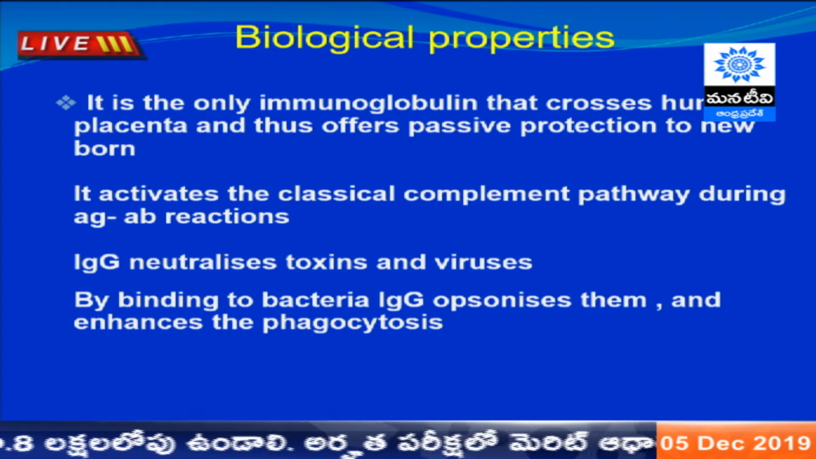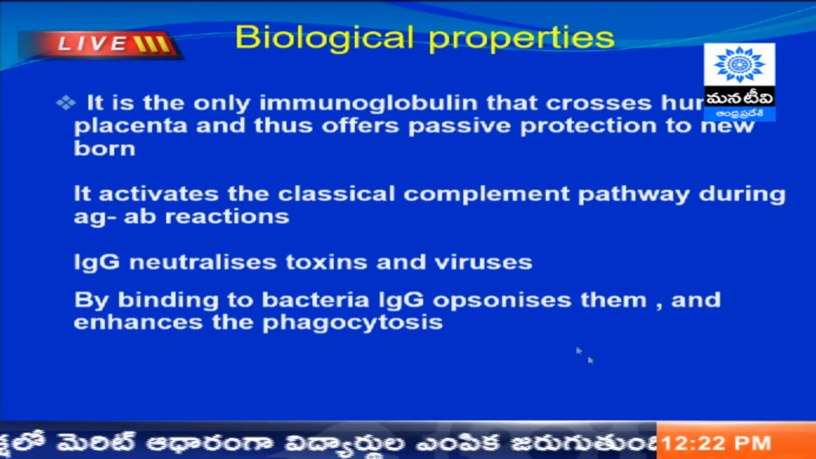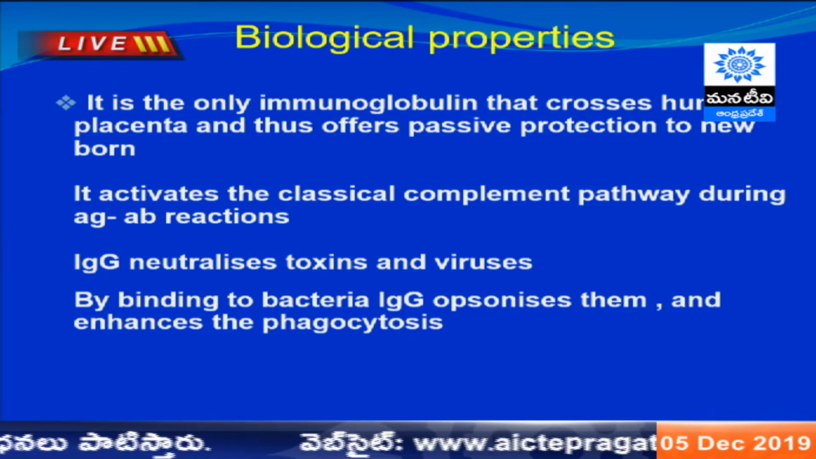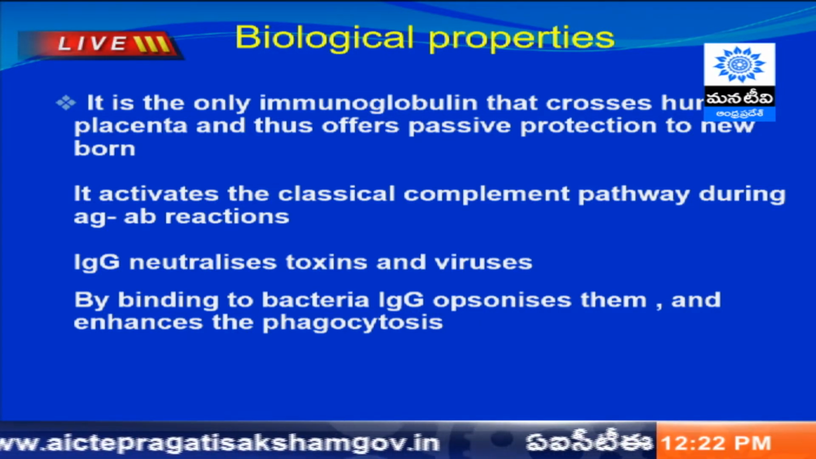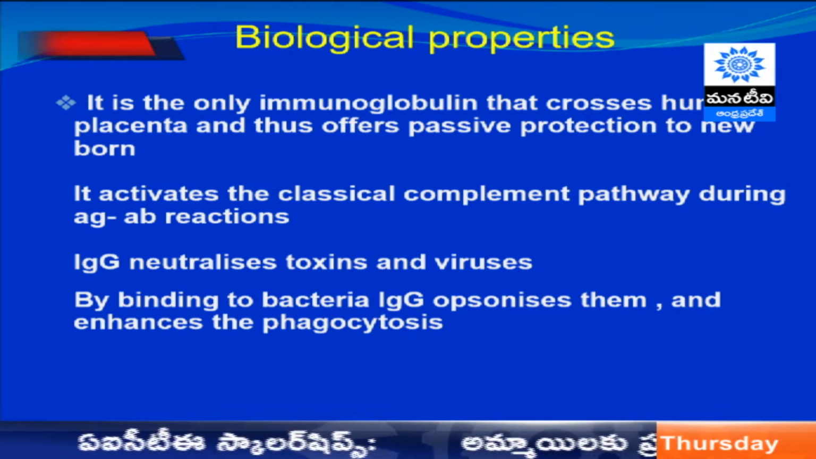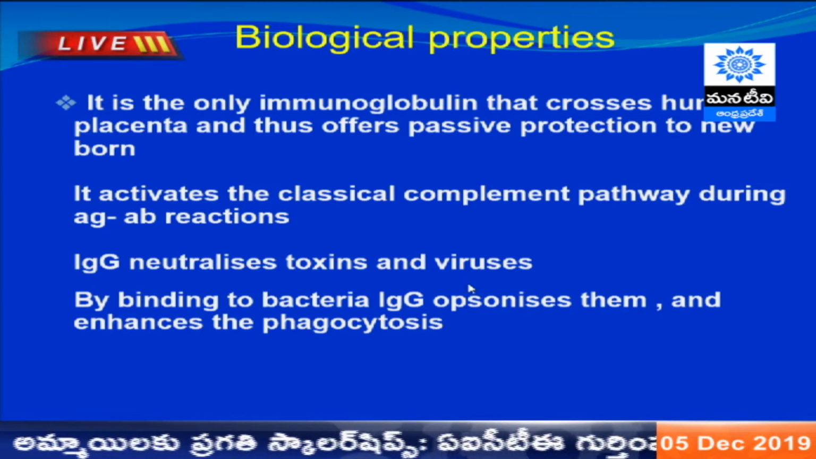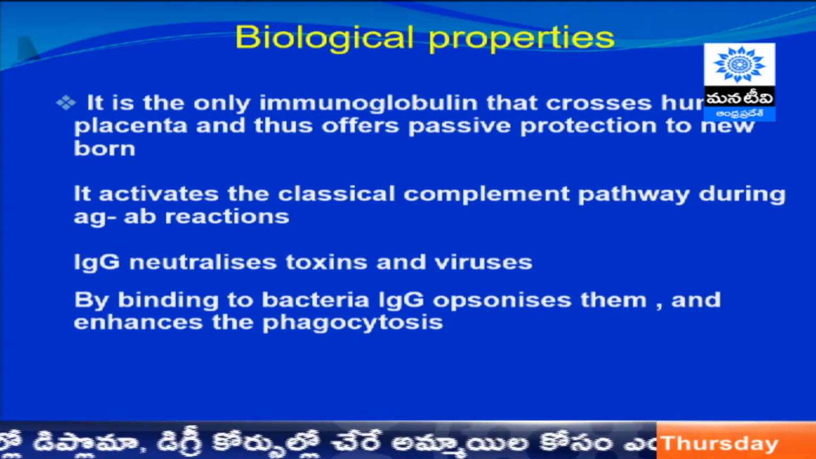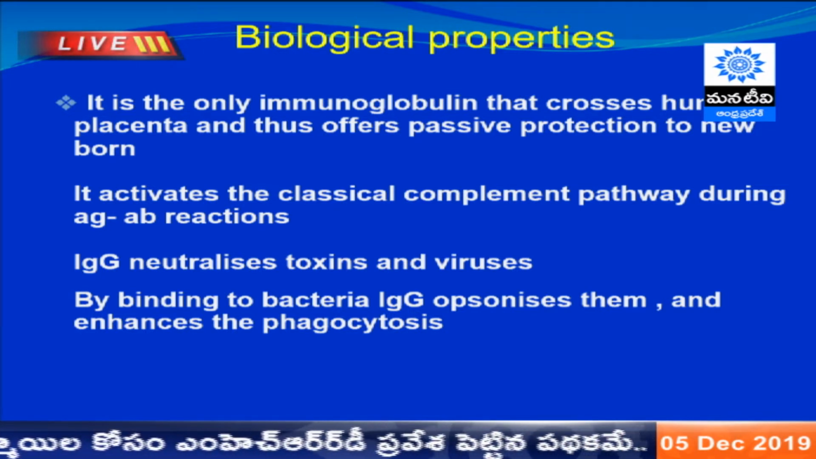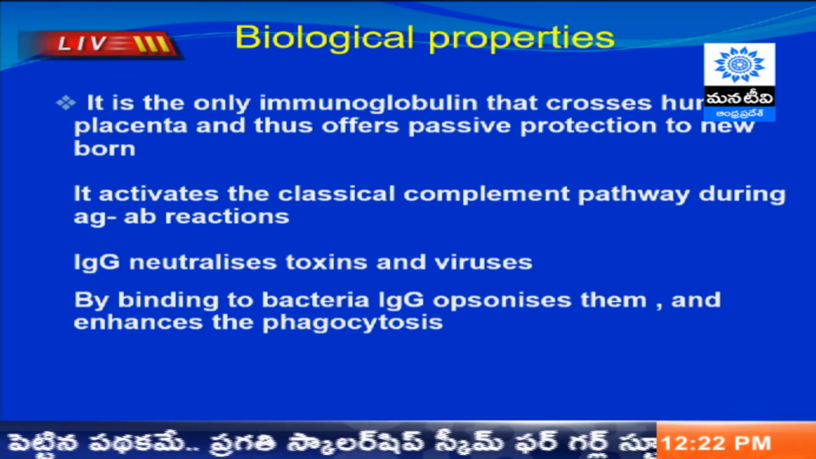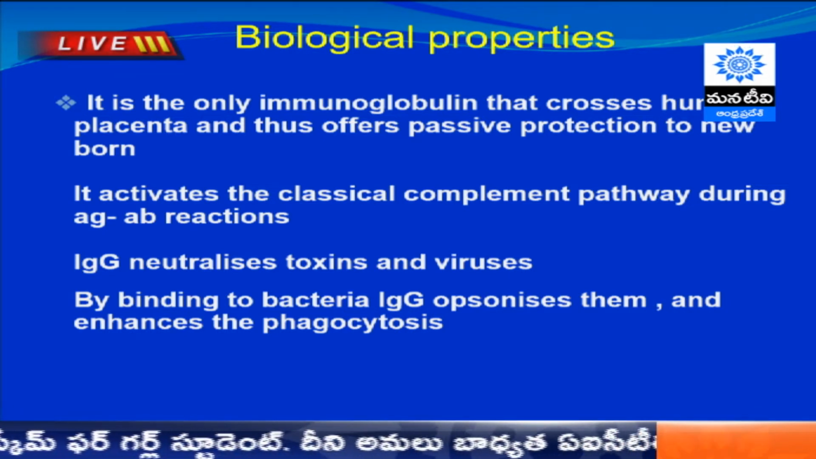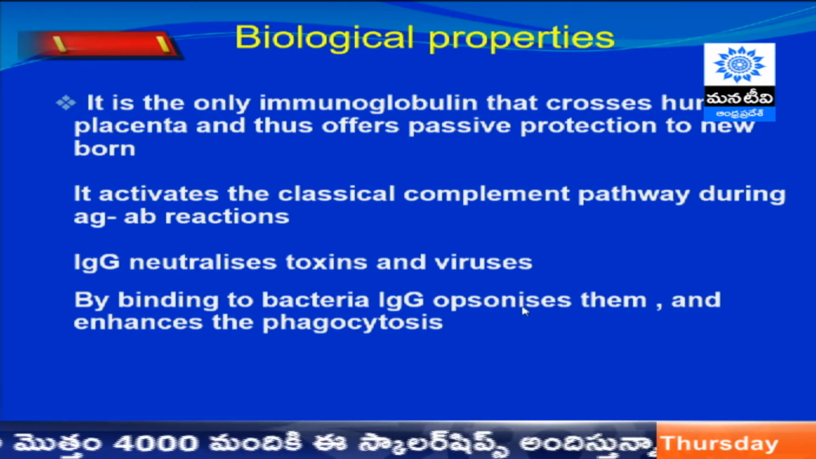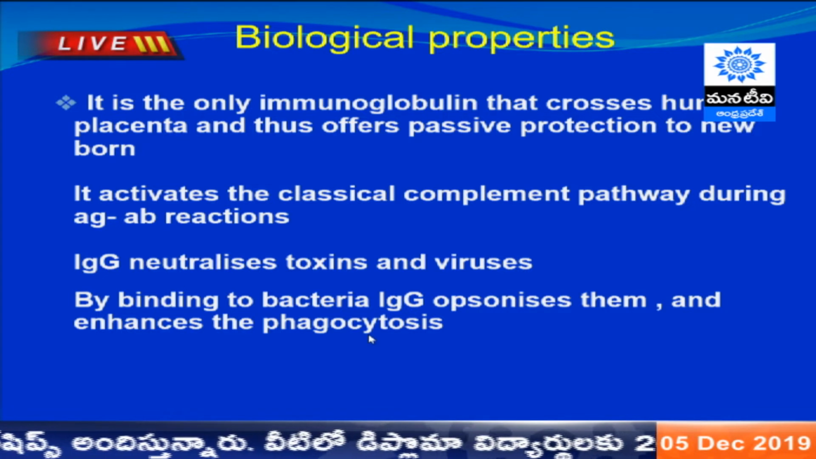Coming to the biological properties of immunoglobulin G. We have already known that it is the only immunoglobulin that crosses the human placenta and offers passive protection or passive immunity to the newborn. This immunoglobulin G can activate the classical complement pathway during antigen antibody reactions. Activation of the classical complement pathway leads to the production of various components which finally kill or destroy the antigen. Next, immunoglobulin G can neutralize toxins and viruses. So, this is one of the important immunoglobulins which can neutralize viruses.